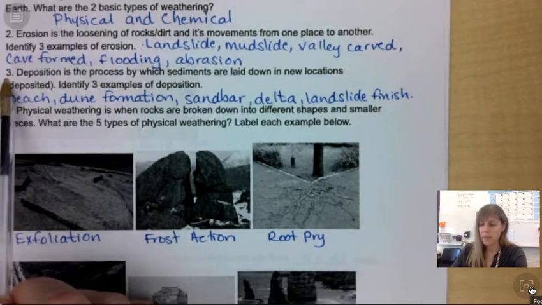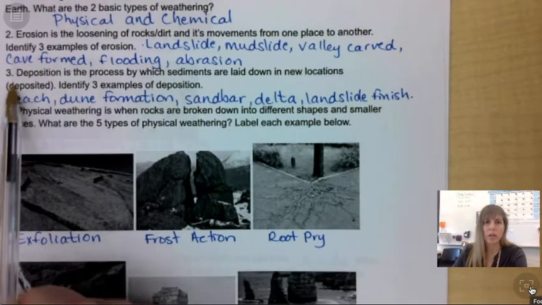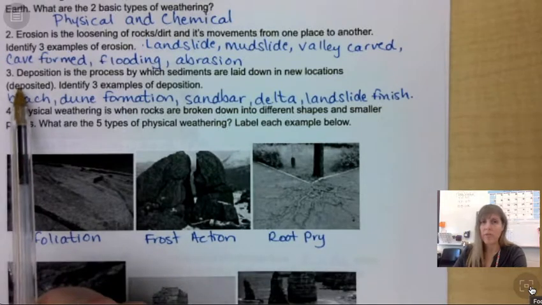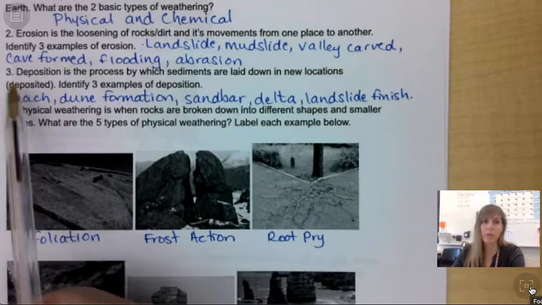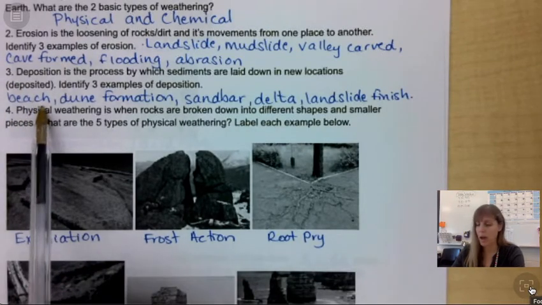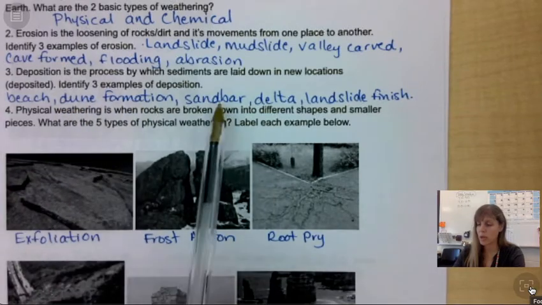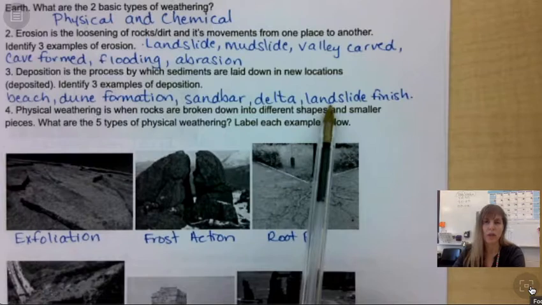Number three, deposition is the process by which sediments are laid down in new locations or deposited. Identify three examples of deposition. So I have put more than three again, so as long as you have three, that would be great. You should have a beach or dune formation, sandbar formation, delta formation, or a landslide finish. Not the actual act of the landslide, just the finish.